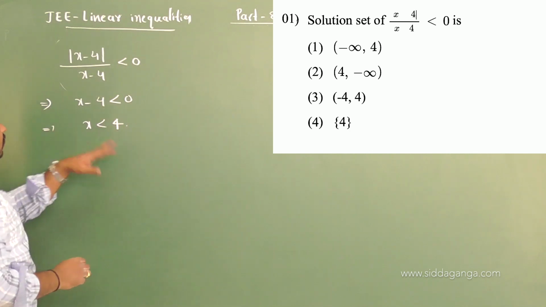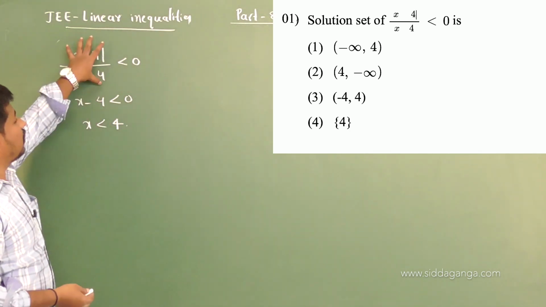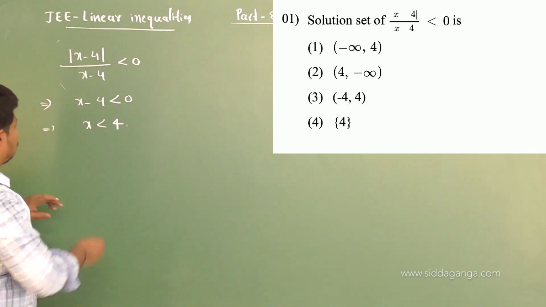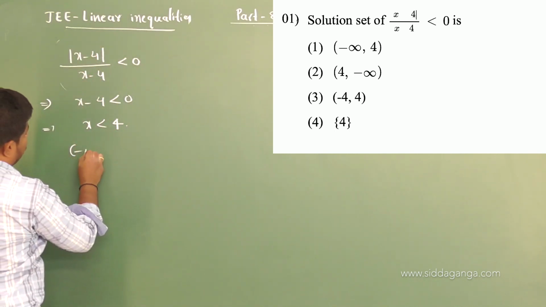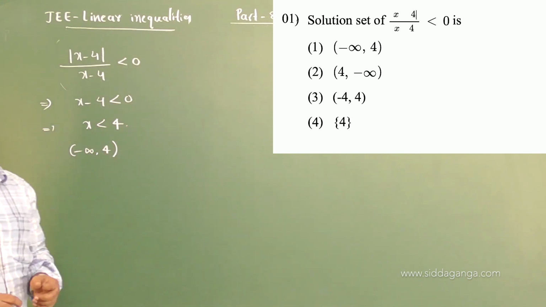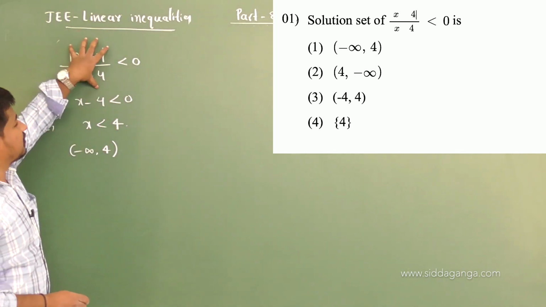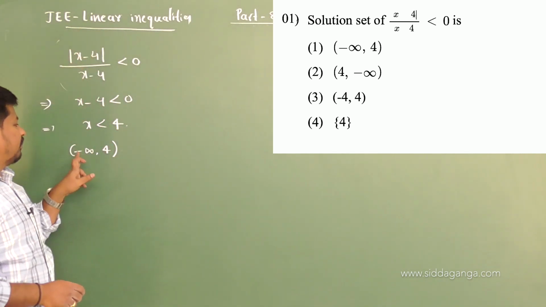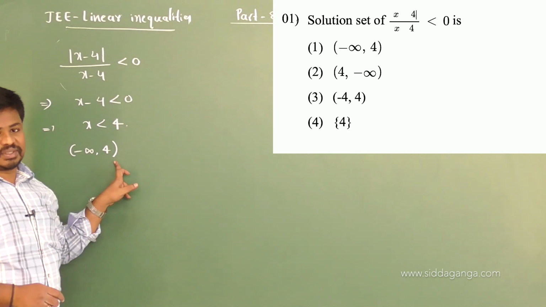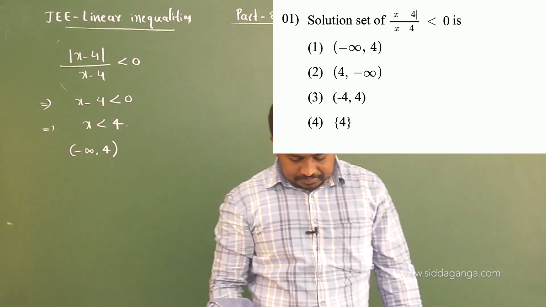By adding 4 on both sides you get x less than 4. This is true only when x is less than 4, that is, for the values of x from minus infinity to 4, not including 4. This becomes negative only when x is from minus infinity to 4. That's it. So the first option is the correct option.